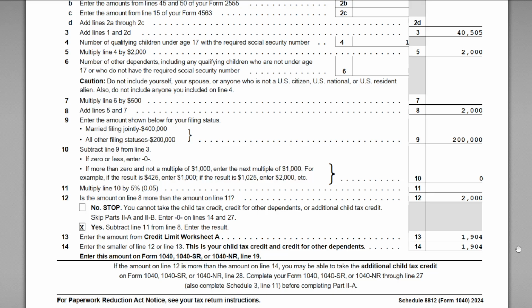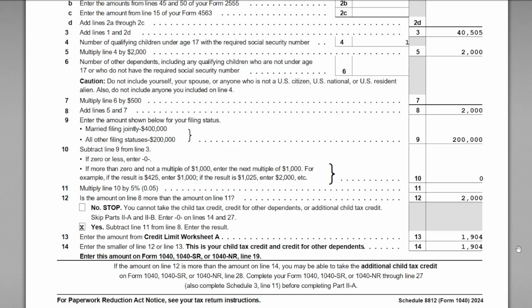Now, this is where the credit limit comes into play, and then eventually we move on to the additional child tax credit. So remember, I stated earlier when we were looking at the slides that the child tax credit is a non-refundable credit. So you've got to have some tax liability in order to be able to leverage this credit, right?